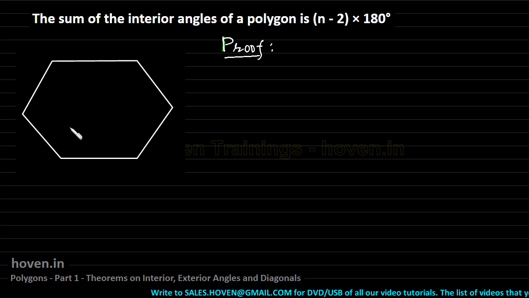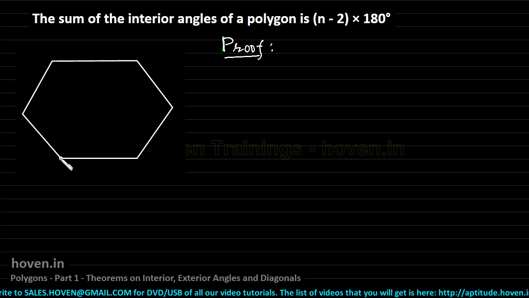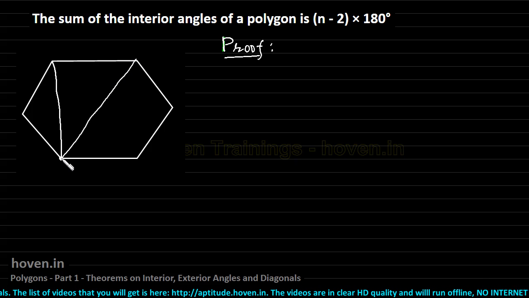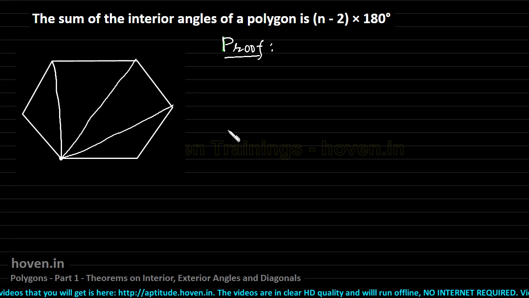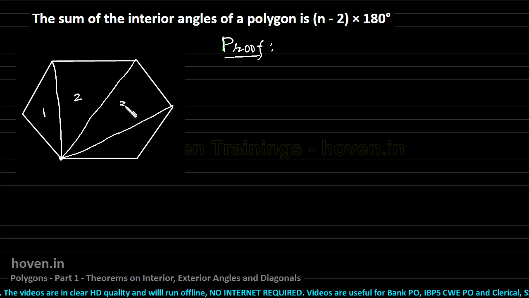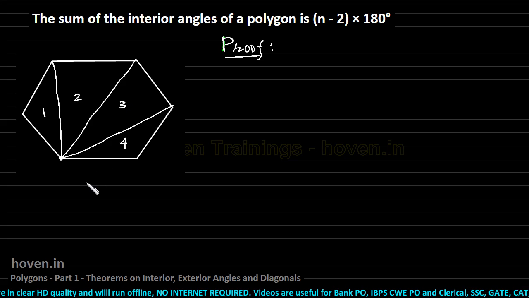To prove this, let us consider an artifice. We will take any edge, and from that edge, join all the remaining vertices. This goes 1, this goes 2, and this goes 3. So how many triangles have we obtained? We have obtained 1 triangle, 2, 3, and 4.